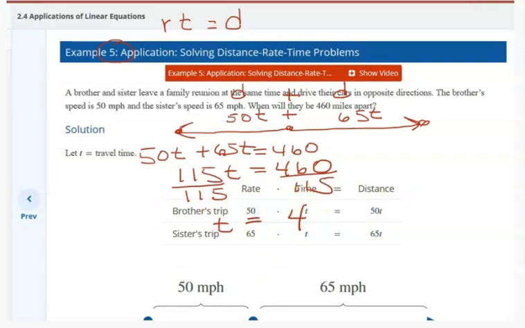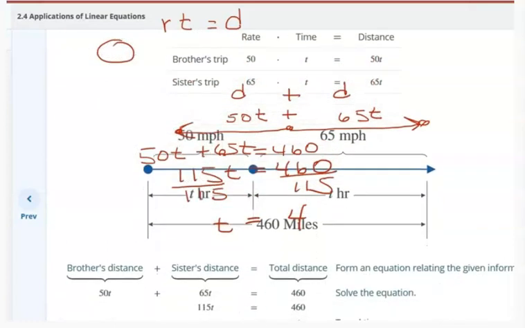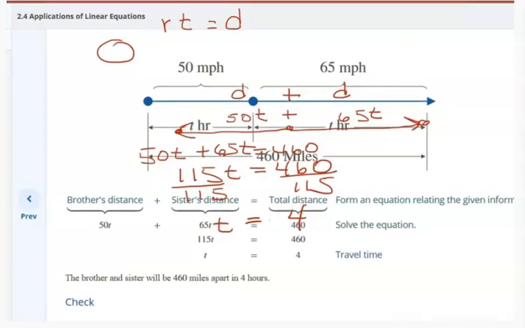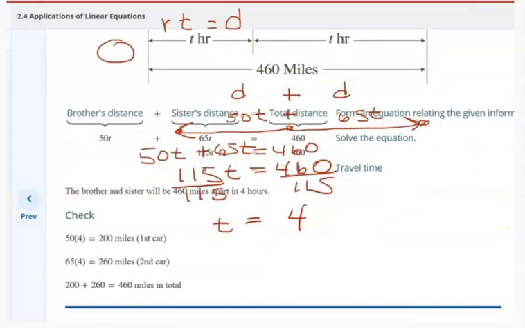All right, now let's take a look to see what the book has done here. Making a nice little chart, okay. And it's set up very similar, and there it is. Does that make sense? If you multiply this by 4, that's 200, and multiply this by 4, that's 260, and that adds up to 460. So we did a good job, and they are checking it as well here.